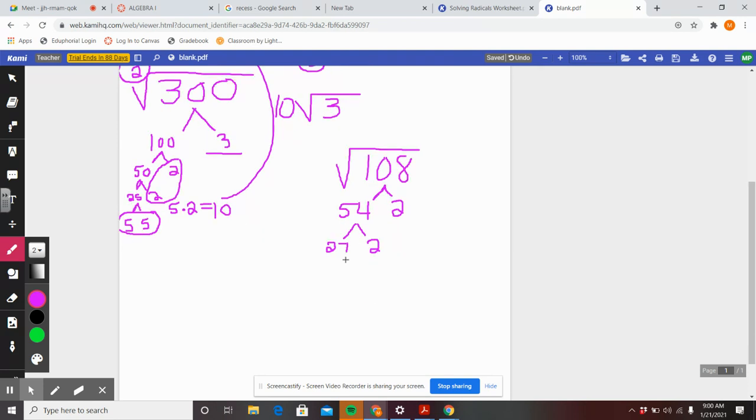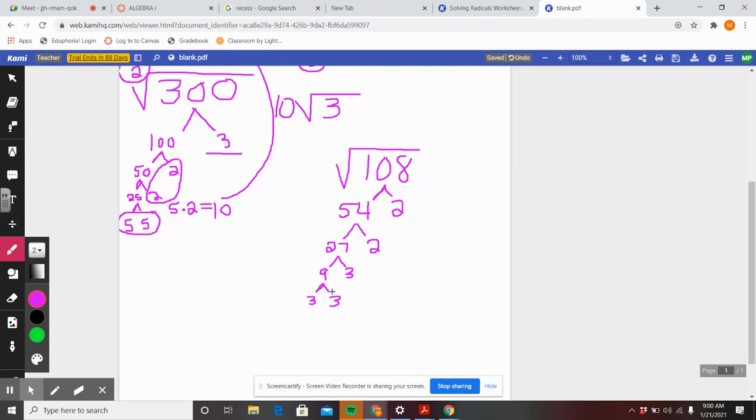27 is divisible, but it's not by 2. What is it divisible by? Yep. 9 and 3. And then 9 is 3 and 3. So let's go find our sets. Wait, there's a 3 and a 3.